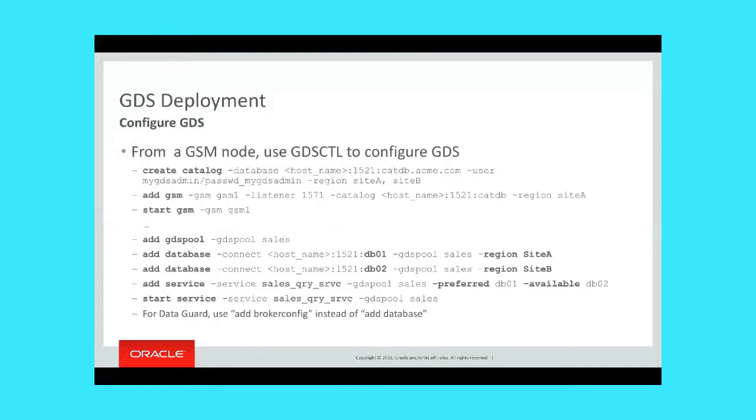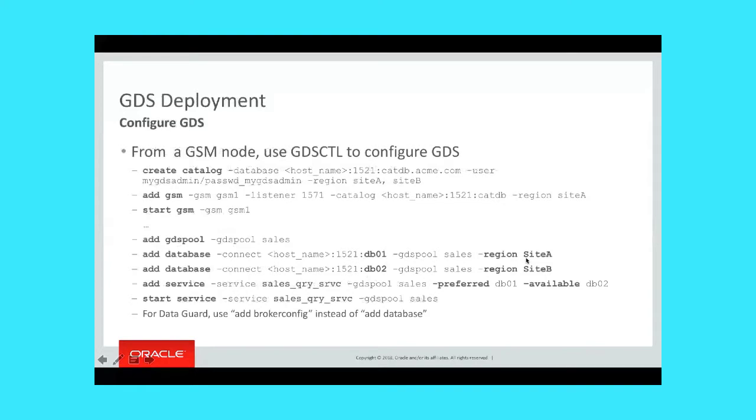After the GSMs are added, you will start them with this command called start GSM. Once that's done, you will add databases to the pool. So you create a GDS pool called sales. It's a logical container, and then you add your databases to that pool. In this example, I'm adding database 01 and database 02 to the pool called sales, and here are the regions that each of these databases are residing on.